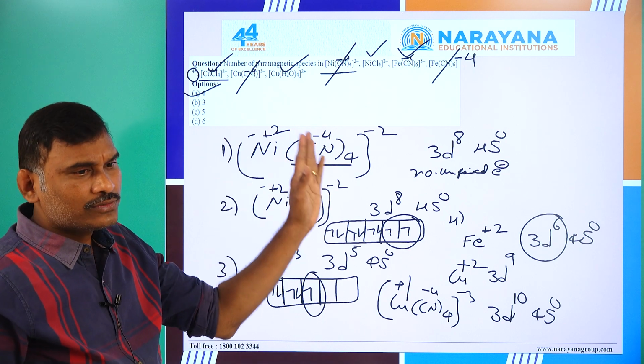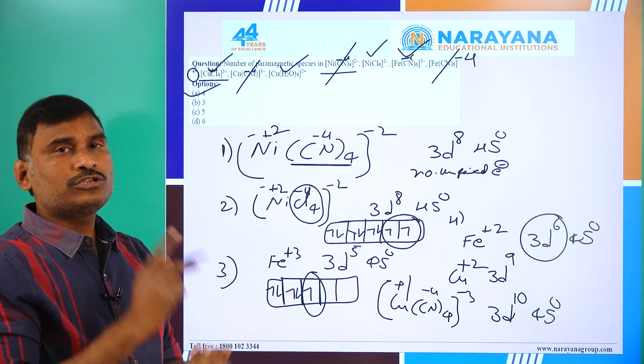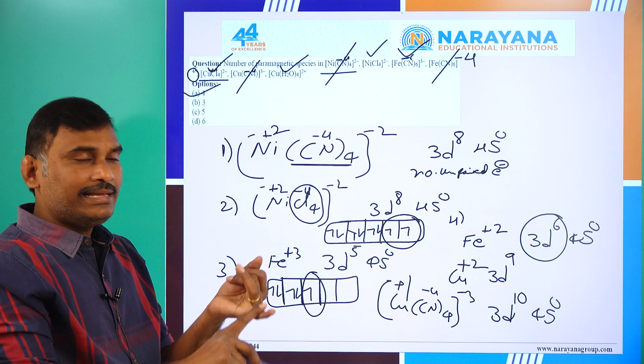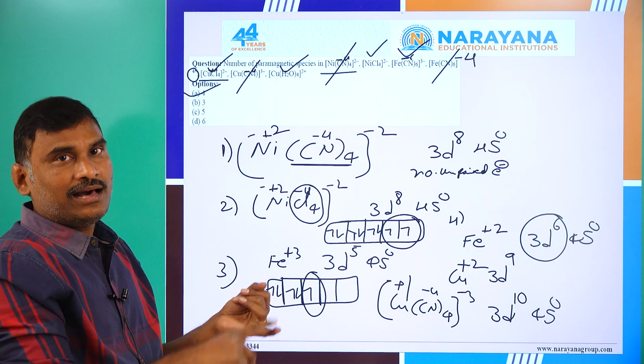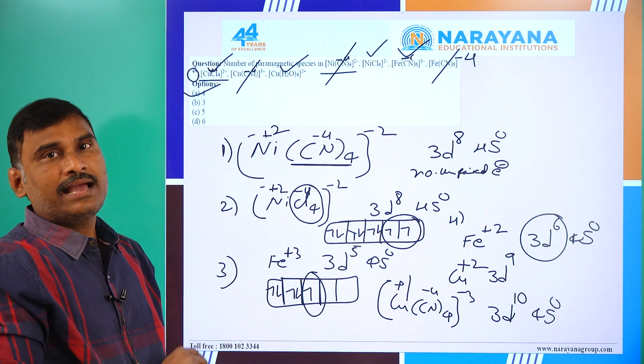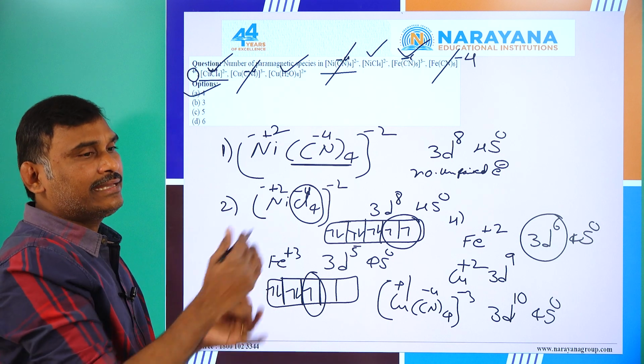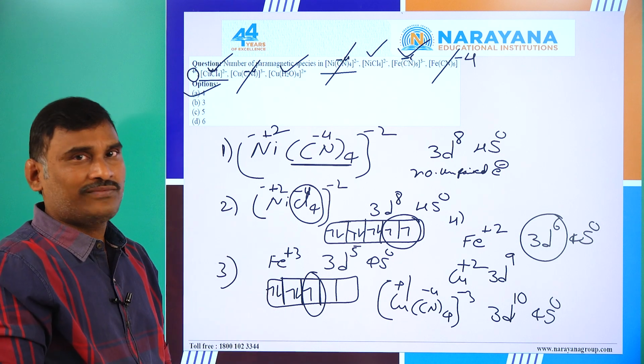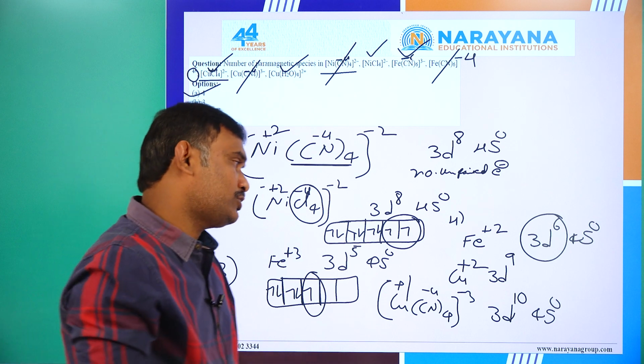While writing this type of questions, you should have two things. One is the electron configuration of the given central metal atom, and what is the ligand given. Is it a weak field ligand or a strong field ligand? Now let us go for the next question, students.